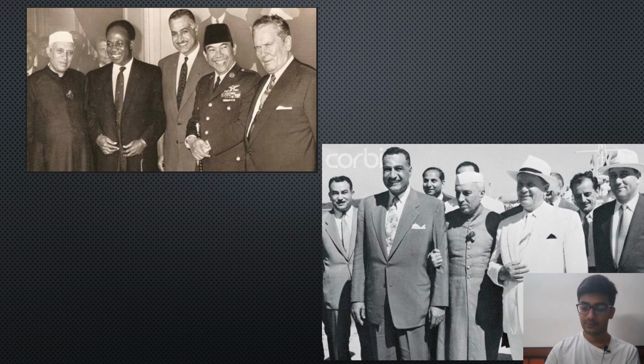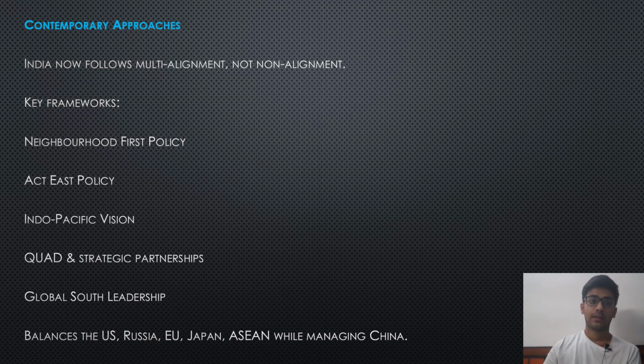And this is a picture of the leaders involved in the non-alignment movement. And so contemporary approaches, we have already discussed this. Neighborhood First policy is giving importance to neighborhood. Act East policy is about the nations in Southeast Asia like Vietnam, Indonesia, and other nations. We must more proactively engage with them and build better relations with them.